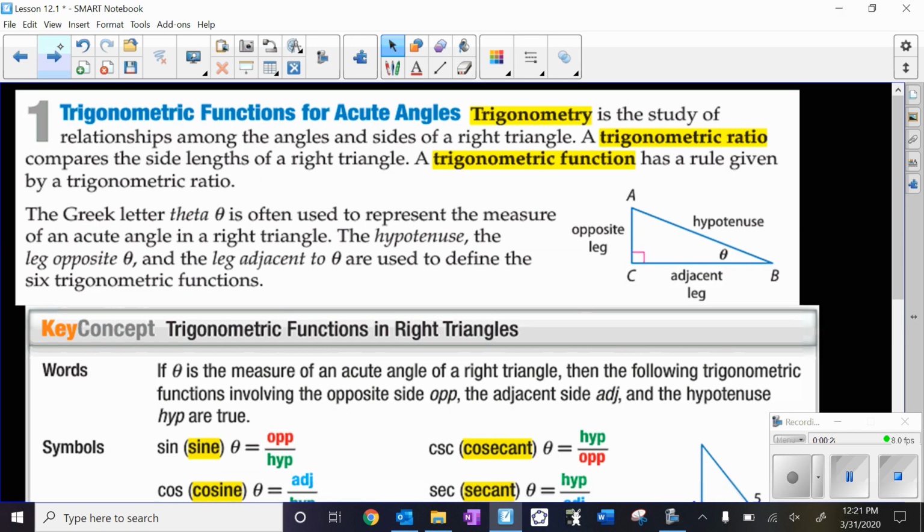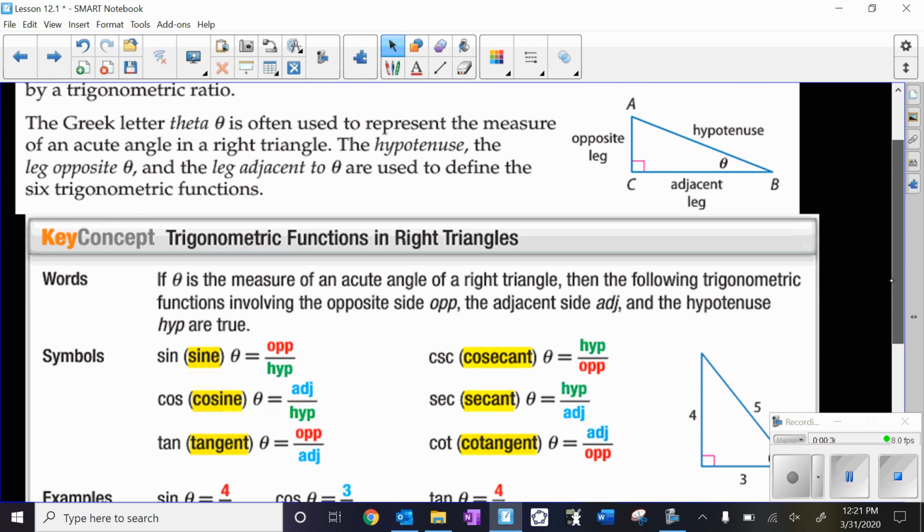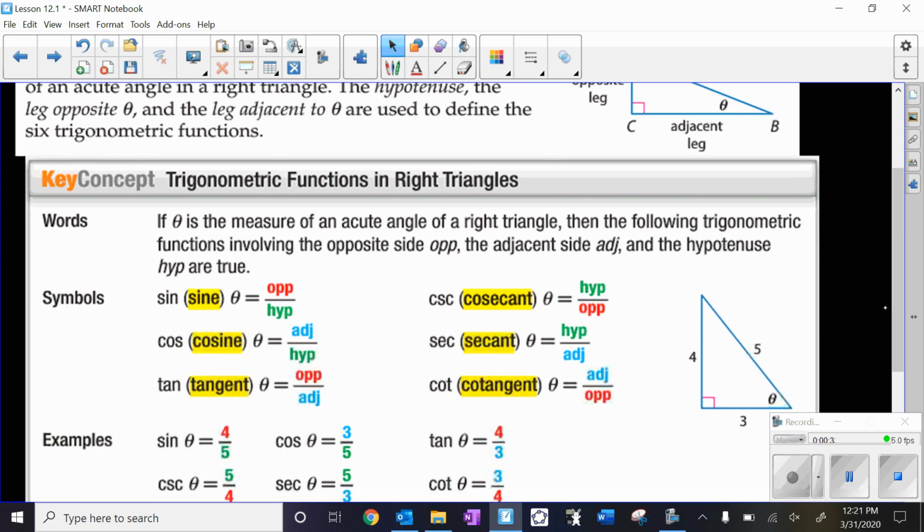So first thing, what are all the trig functions? The sine, cosine, and tangent, those are the ones that should look familiar to us. Those are the ones we're going to use the most. Sine being opposite over hypotenuse, cosine being adjacent over hypotenuse, and tangent being opposite over adjacent.